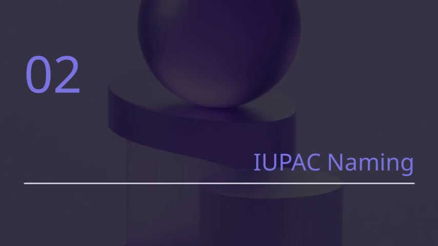Let's talk about IUPAC naming. This is a crucial part of understanding organic chemistry because it gives us a standardized way to name and identify compounds. When we refer to IUPAC, we're talking about the International Union of Pure and Applied Chemistry, the organization that sets the rules for naming chemicals consistently across the world. The key idea here is clarity and universality. By following IUPAC rules, chemists everywhere can understand exactly which compound we're discussing, no matter where they are.